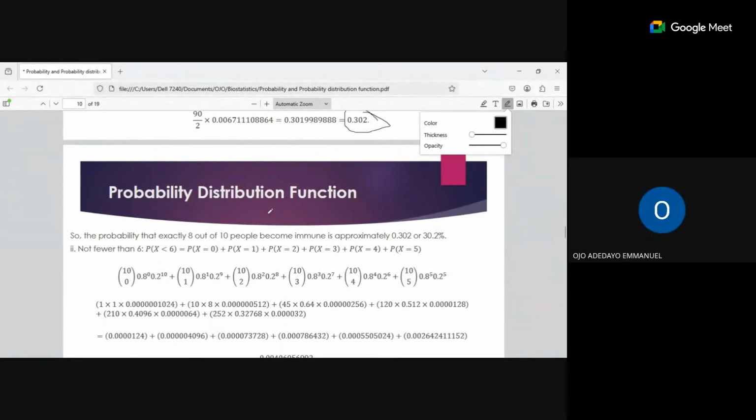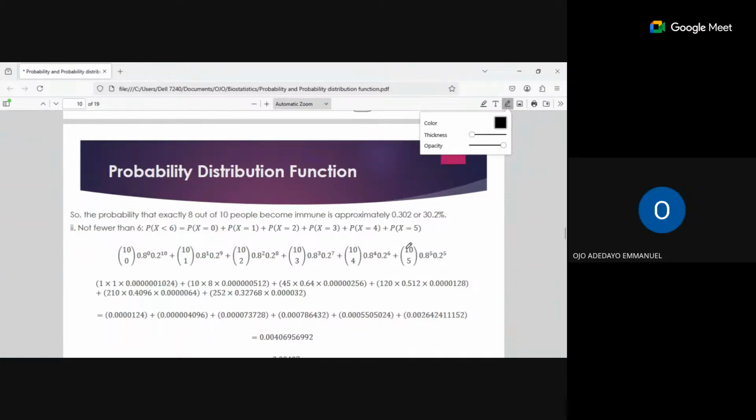Can you see now? So that means that X is less than 6. So we are starting from 0. Remember that the one we just finished calculating is when X is equal to 8. So now it's going to be when X is equal to 0 plus when X is equal to 1 plus when X is equal to 2 plus when X is equal to 3 plus when X is equal to 4 plus when X is equal to 5. That is what they asked us to find.